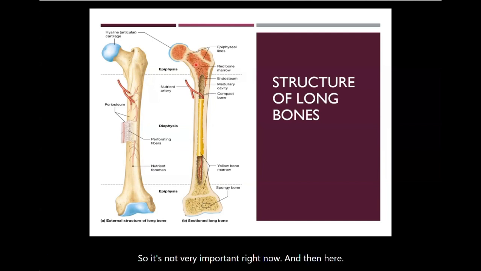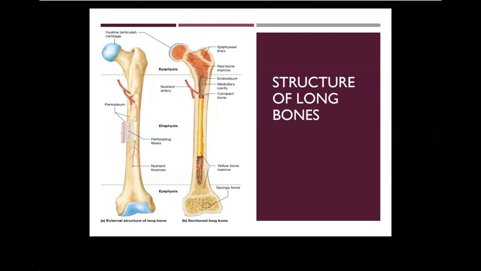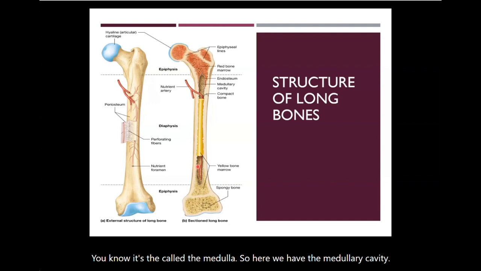So it's not very important right now. And then here, we said the outside layer is called periosteum, and the inside layer is called endosteum. And then all the way in the middle, this is the medullary cavity. Usually medulla, anything like that is the center layer, we call it the medulla. So here we have the medullary cavity.